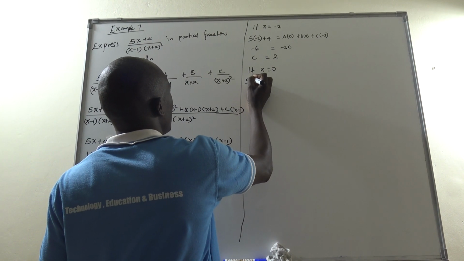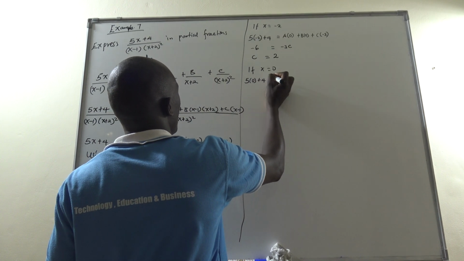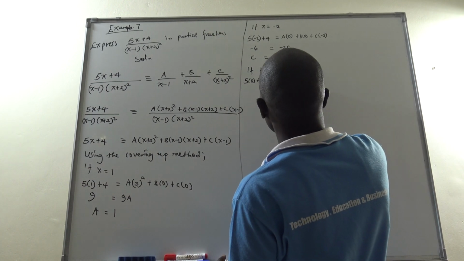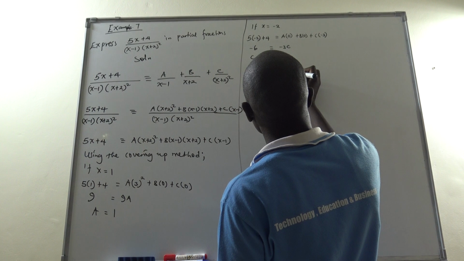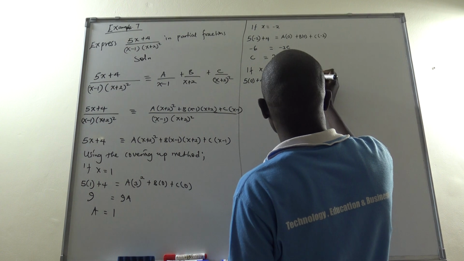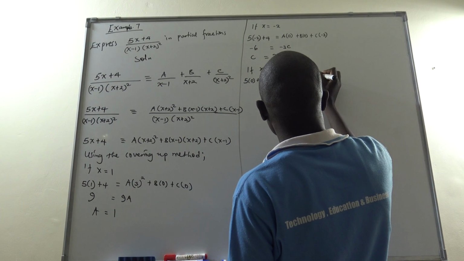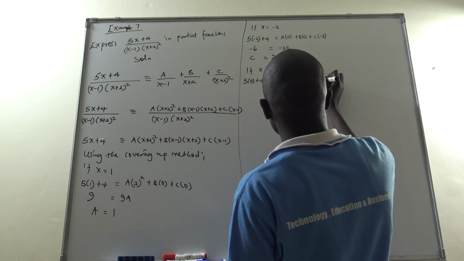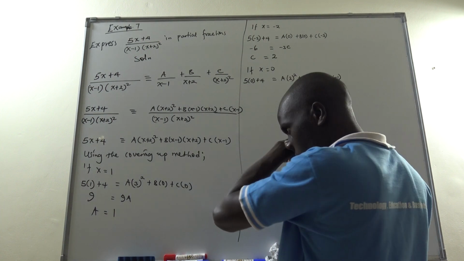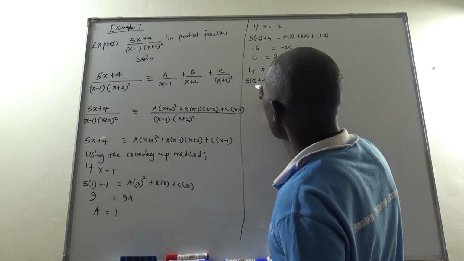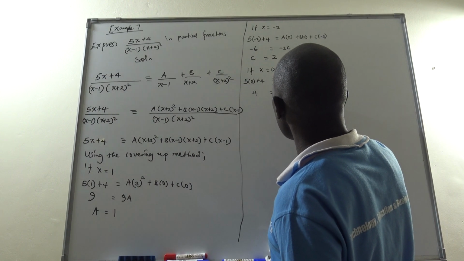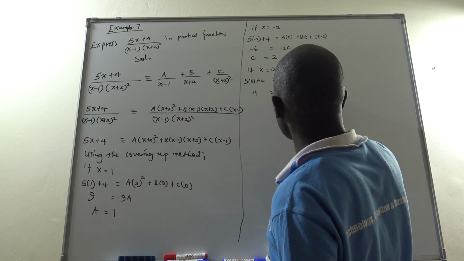It becomes 5 into 0 plus 4 equals (0 + 2), it's going to remain 2. We are going to have A into 2 the whole of it squared, plus we are having B into (0 - 1), that is negative 1, into (0 + 2), that is 2, plus C into negative 1. So can we go ahead and we multiply? 5 times 0, 0 will remain with 4, equals, this is 4A minus 2B minus C.